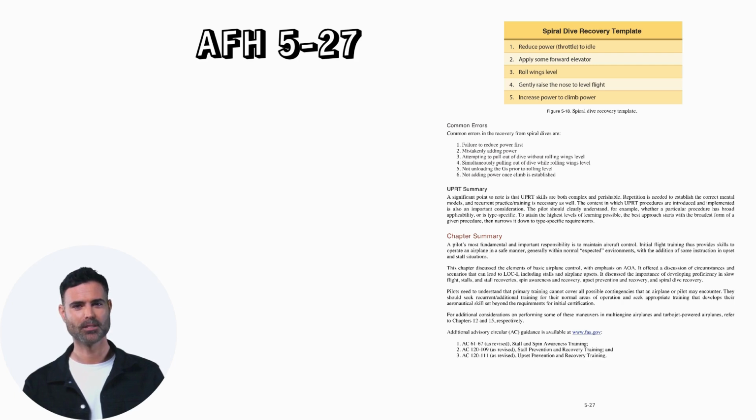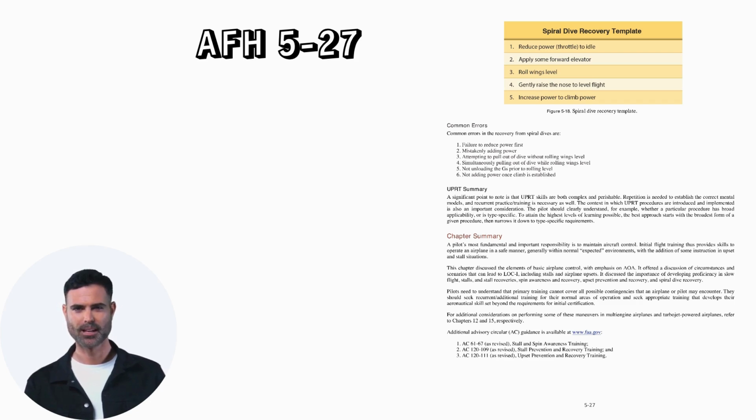Chapter summary. A pilot's most fundamental and important responsibility is to maintain aircraft control. Initial flight training thus provides skills to operate an airplane in a safe manner, generally within normal, expected environments, with the addition of some instruction in upset and stall situations. This chapter discussed the elements of basic airplane control, with emphasis on AOA. It offered a discussion of circumstances and scenarios that can lead to LOC-I, including stalls and airplane upsets. It discussed the importance of developing proficiency in slow flight, stalls, and stall recoveries, spin awareness and recovery, upset prevention and recovery, and spiral dive recovery.